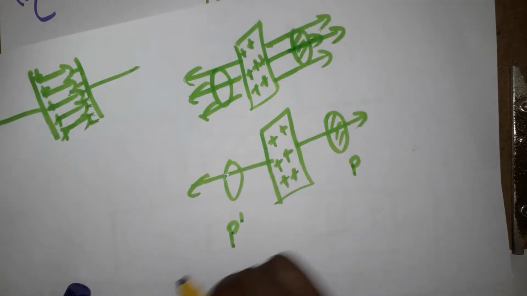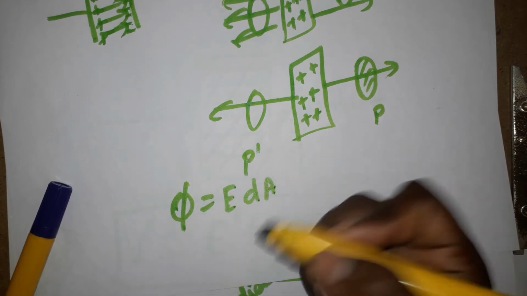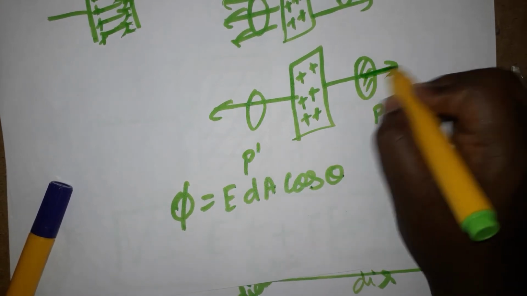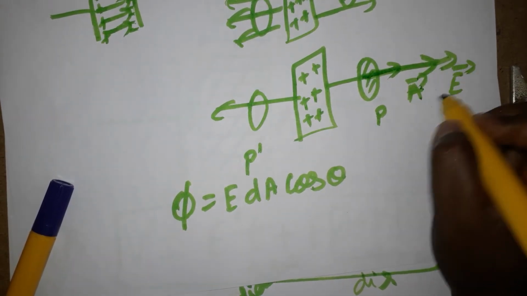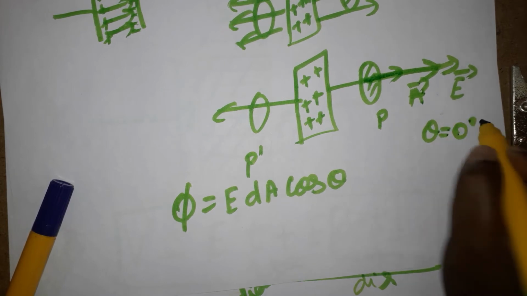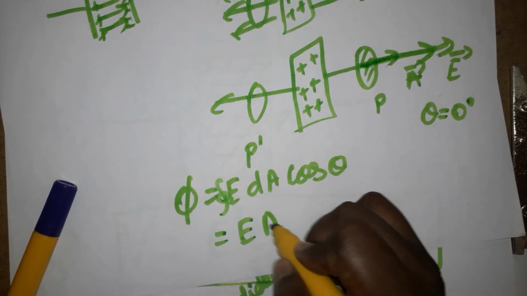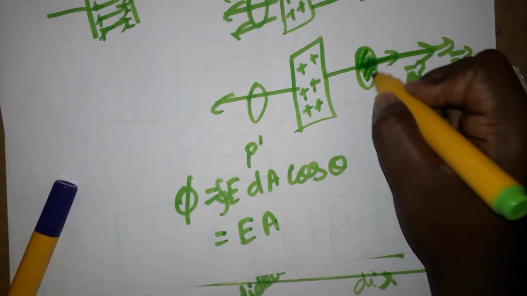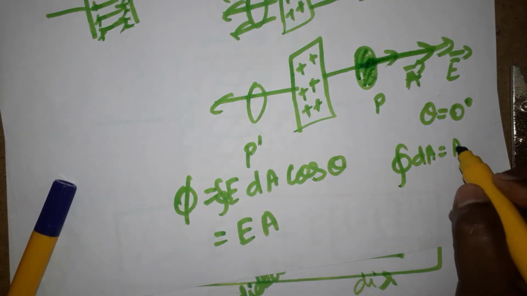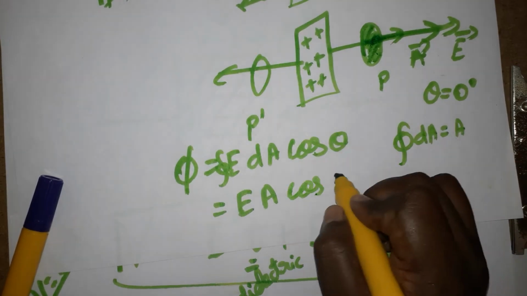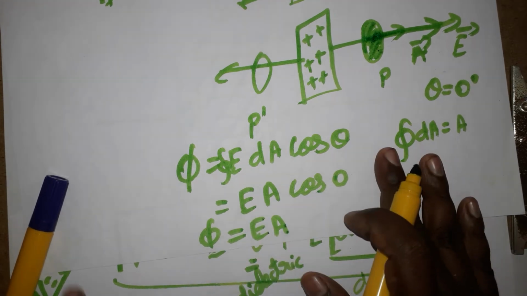So the total flux is equal to the closed integral of E dot dA, that is E times dA times cos theta. The electric field points this side and the area vector points this side, so the angle between them is 0 degrees. Cos 0 is 1. The integration of dA, the small area, gives us the full area A. So the flux is going to be EA.